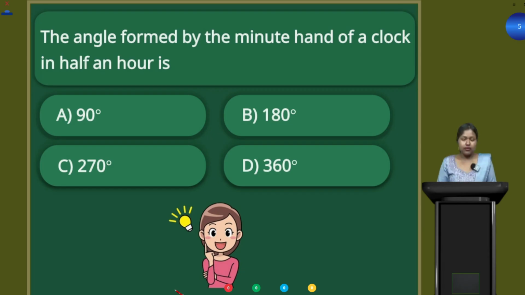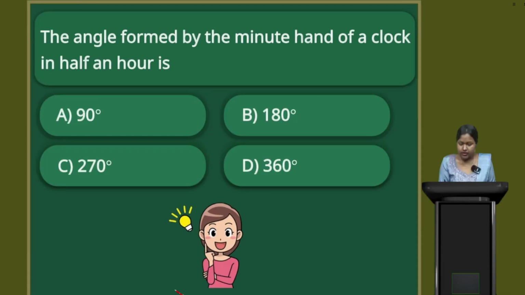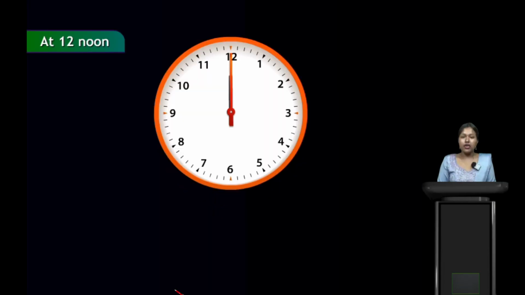Let's see what your answer is. What would be the correct answer? Can you tell? Can you guess the correct answer? Yes, here I am stopping the clock and showing you the result. Very good. The answer is option B, 180 degrees.